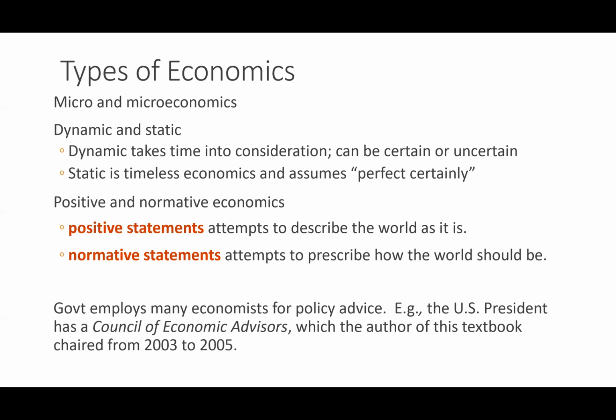You also have positive and normative economics, and that's really about how economists make statements. Positive statements attempt to describe the world as it is. And so usually we observe data collection. When you collect data, the result is what you have. If you have 3% economic growth, it's difficult to dispute that. But normative statements can be disputed. It's the attempt to describe the world as it should be.